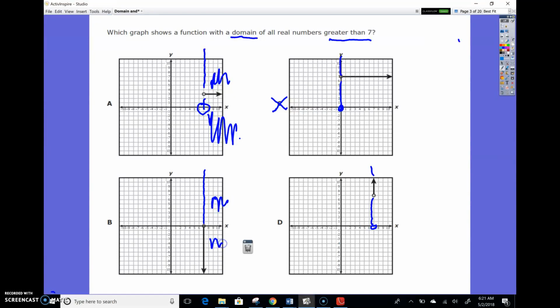See, there's nothing over here, okay? There's nothing over here, so this is wrong. There's nothing over here, that's why this is wrong. You see this line is going this way, so this is greater than 7. Remember, domain is our x. There's our x value, okay? All our x value. So A is the best answer here.